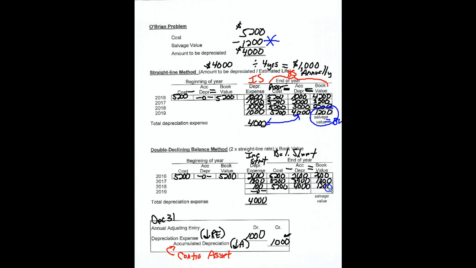So now our book value is $1,200. And again, we wouldn't make any more, right? Zero. So those account balances will not change. They'll stay at $5,200 and $4,000. And salvage value will stay at $1,200. Nothing happens that fourth year.